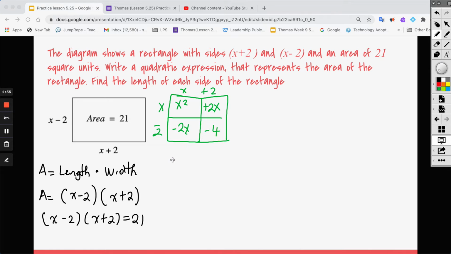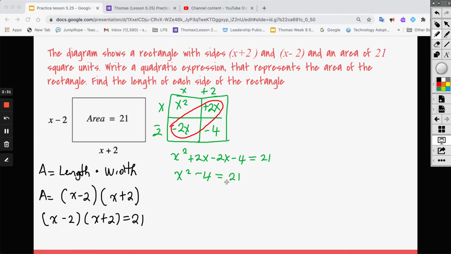When we simplify this, we know that we're going to combine these two terms, and we have a positive 2x and a negative 2x, so they actually cancel each other out, which means our expression becomes x squared, let's just write it out as is, plus 2x minus 2x minus 4 is going to be equal to 21. We now have x squared minus 4 is equal to 21.